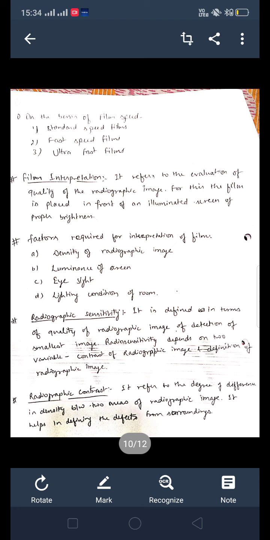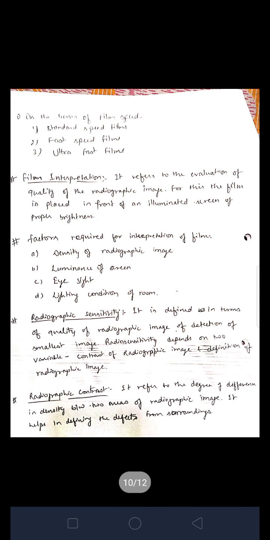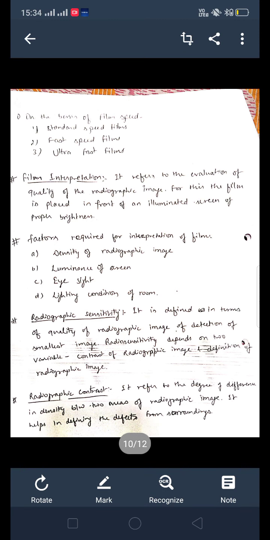Next topic is the radiographic contrast. It refers to the degree of difference in density between two masses of the radiography image. It helps in defining the different defects from the surrounding. Radiographic contrast is what we use to find out the defects of the images. So we have understood what is the radiography sensitivity and radiographic contrast. Both are used to find out the defects in the film, which is produced from the film interpretation.